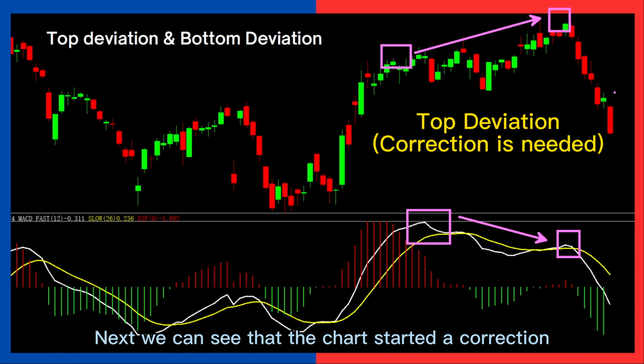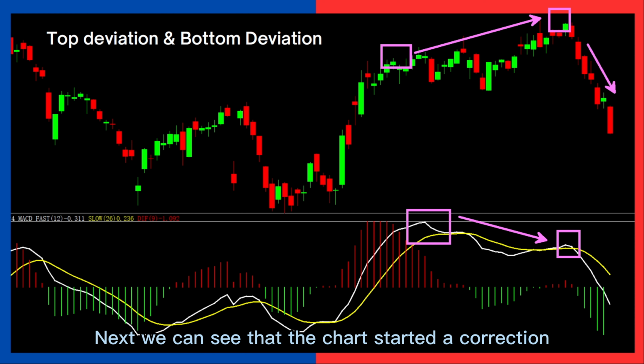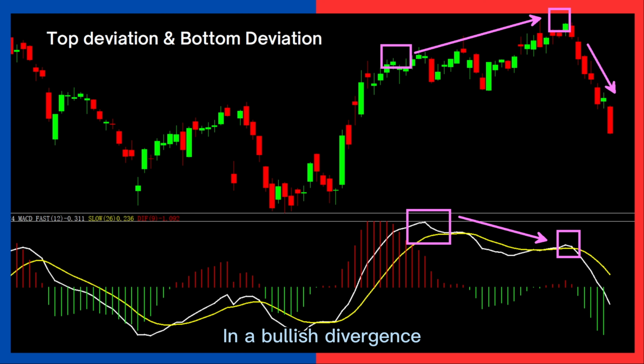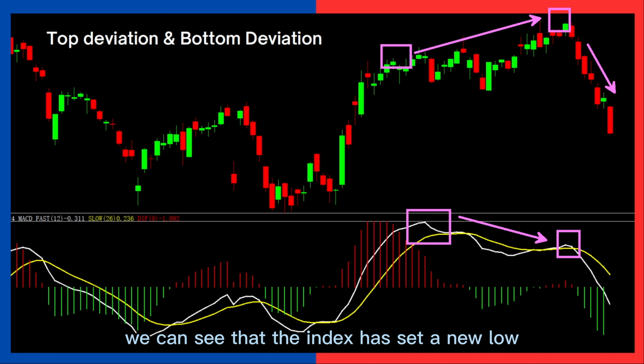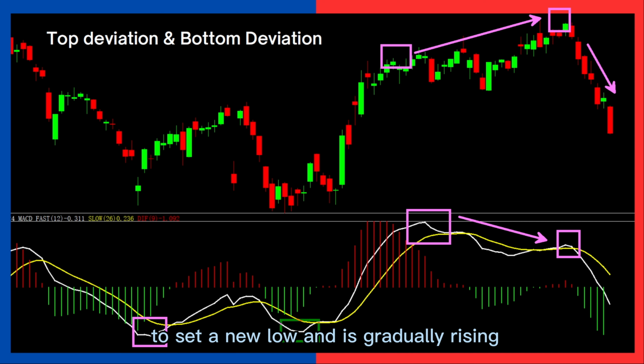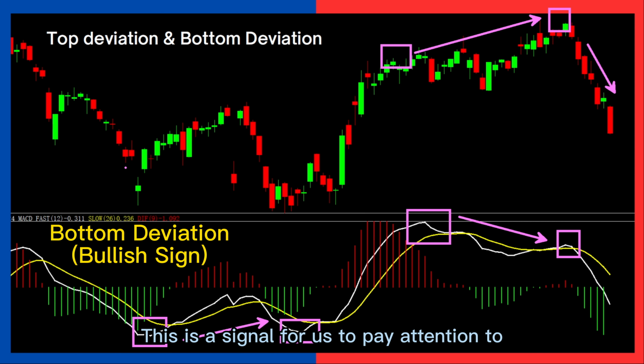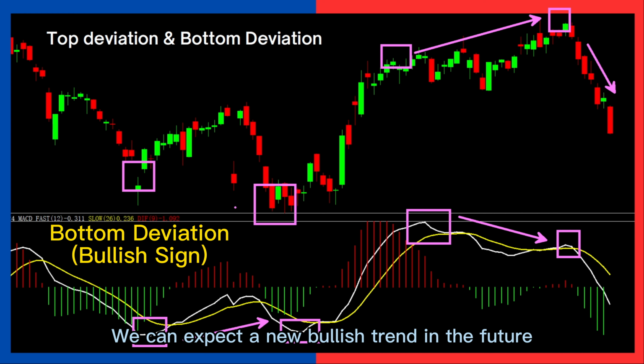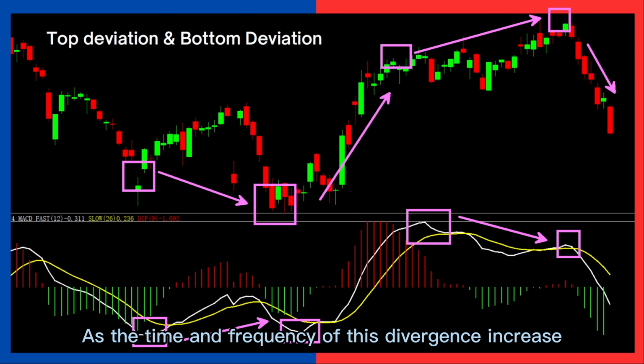Next, we can see the chart started a correction in a bullish divergence. We can see that the index has set a new low, but the MACD indicator is refusing to set a new low and is gradually rising. This is a signal for us to pay attention to. We can expect a new bullish trend in the future. As the time and frequency of this divergence increase, the upward momentum will become stronger.